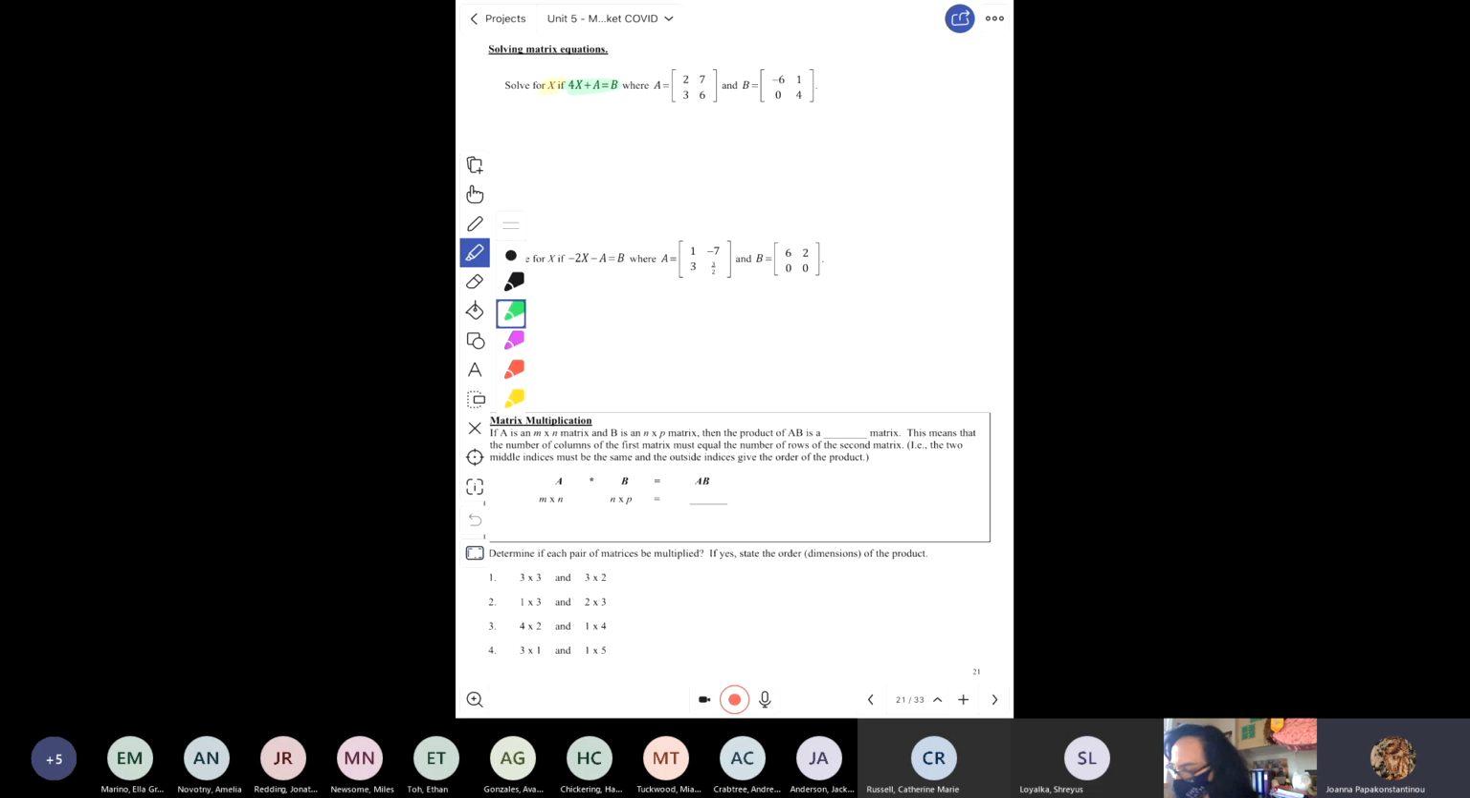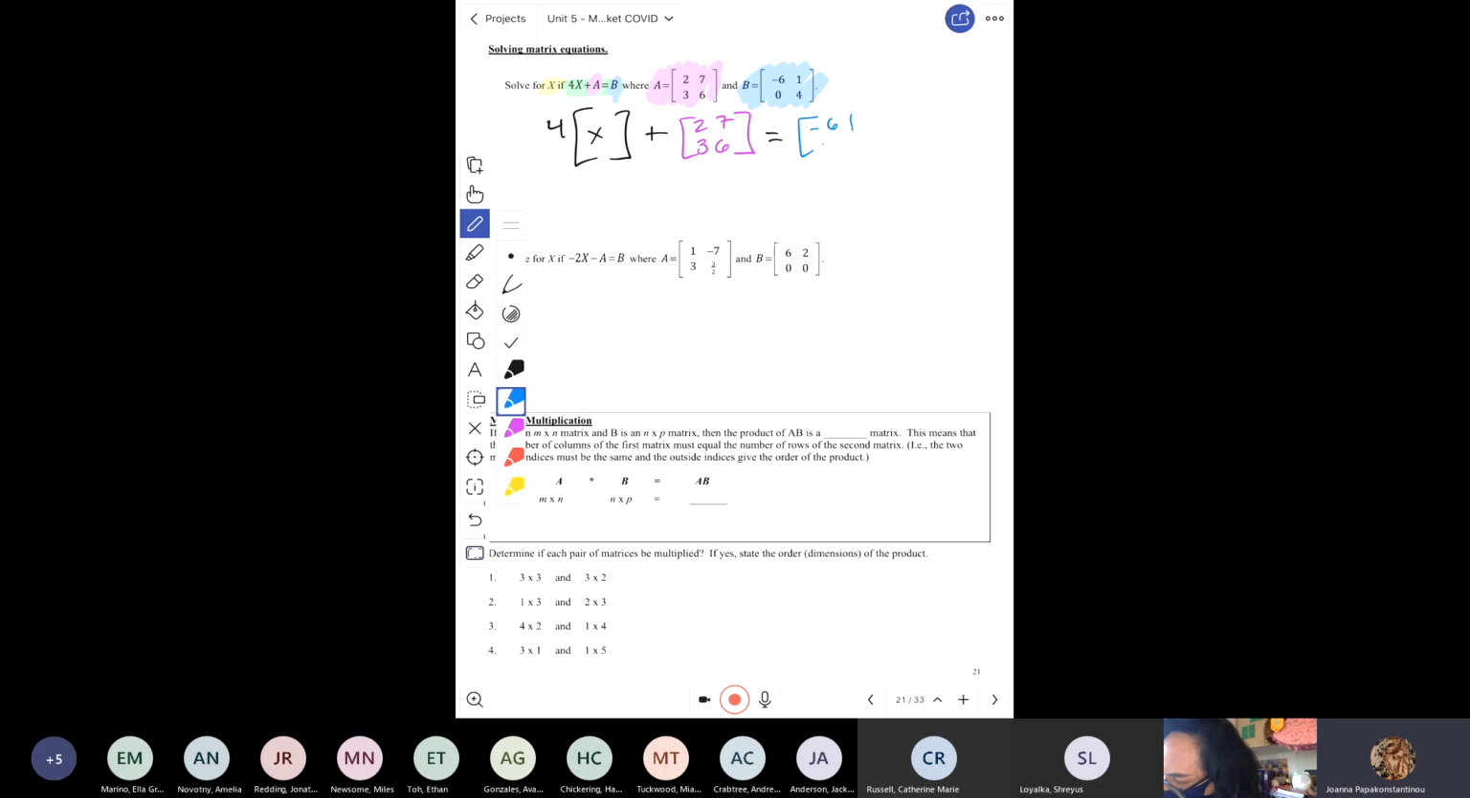So I'm trying to find the matrix X, but I know matrix A and I know matrix B. So all I'm going to do is substitute in what I know into this equation. So it's going to be 4 times matrix X, which I don't know, plus matrix A, and that is going to equal matrix B.